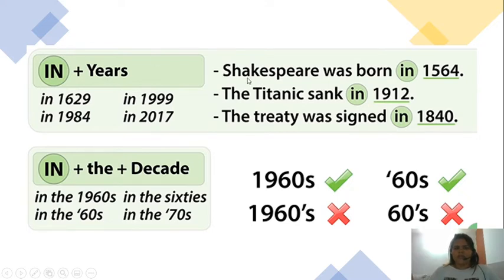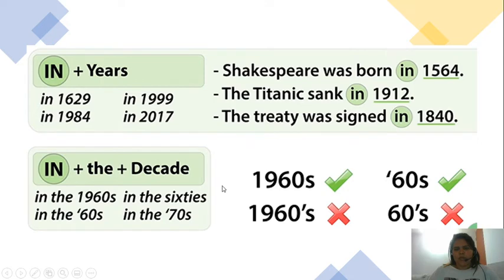For example, Shakespeare was born in 1564. The Titanic sank in 1912. The treaty was signed in 1840. Okay? Also, we use in when we're talking about decades. Okay? In the 1960s or in the 60s.